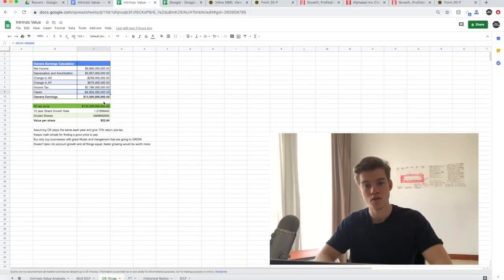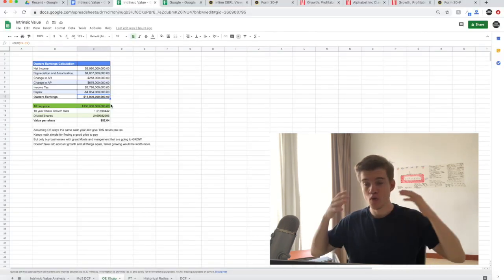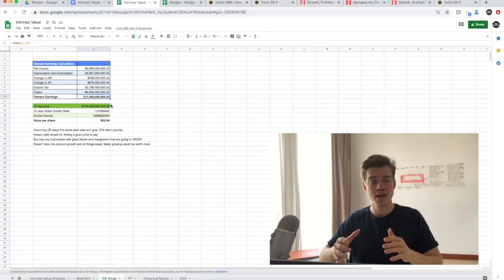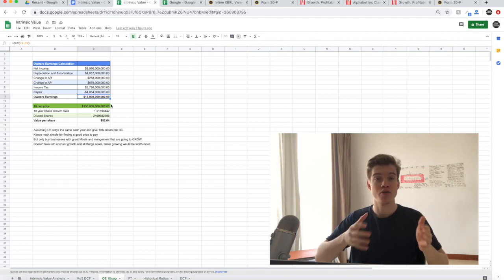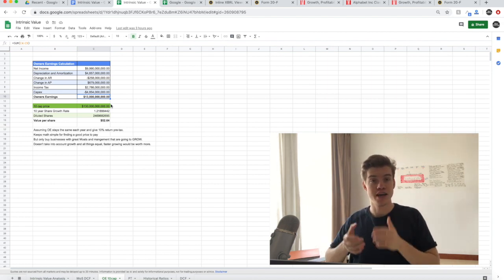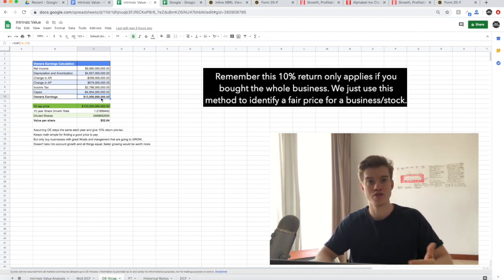And then once you add all of this up, we actually get an owner's earnings value of 13 billion. If you own the whole AB InBev business as an owner, you would be able to take out around $13 billion in cash each year. So now we can times this by 10 because we want to receive at least a 10% return on our investment with this method. And this gives us a 10 cap price of 130 billion.